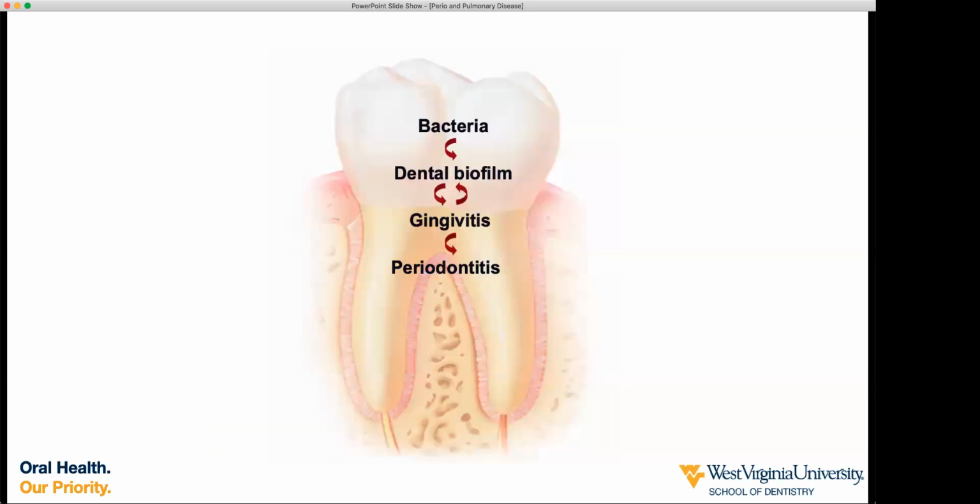So if you think about this as a process, you have the bacteria, they form a biofilm that can develop into gingivitis, but it's a reversible process, so it can sit in this area. There are inflammatory reactions, both in gingivitis and periodontitis, and these inflammatory reactions are important as we talk a little bit later relative to the specifics on pulmonary disease.